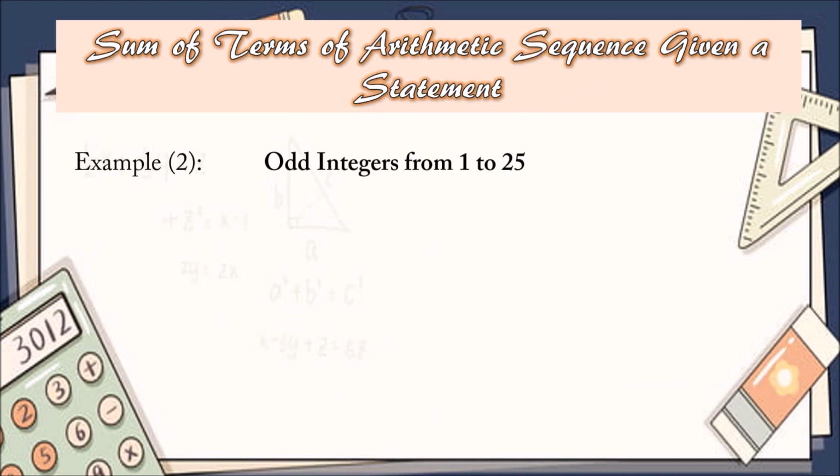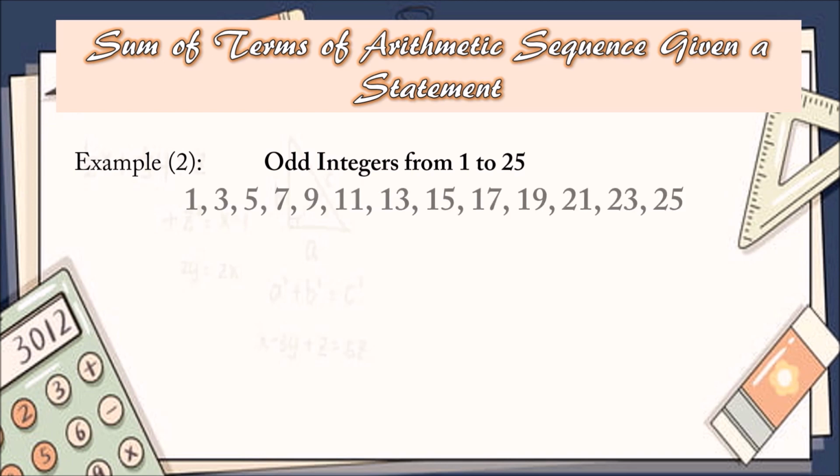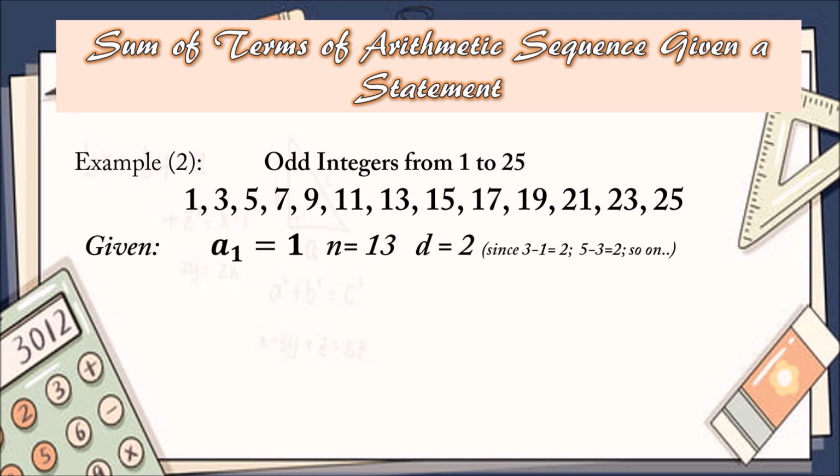Now, let's proceed to example number 2. Add integers from 1 to 25. So we have 1, 3, 5, 7, 9, 11, 13, 15, 17, 19, 21, 23, and 25. So, paano natin malalaman ang sum ng mga integers nito? Given that the first term is 1, the n is 13, and the common difference is 2, gagamitin ko yung second formula. Pero pwede nyo pa rin gamitin yung first formula according sa inyong gusto.